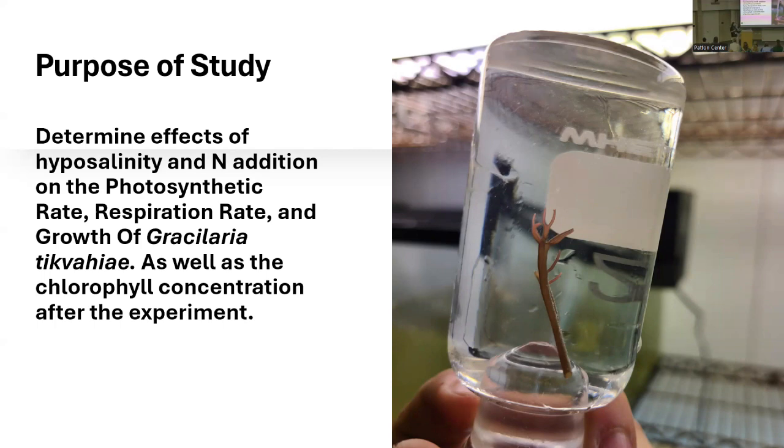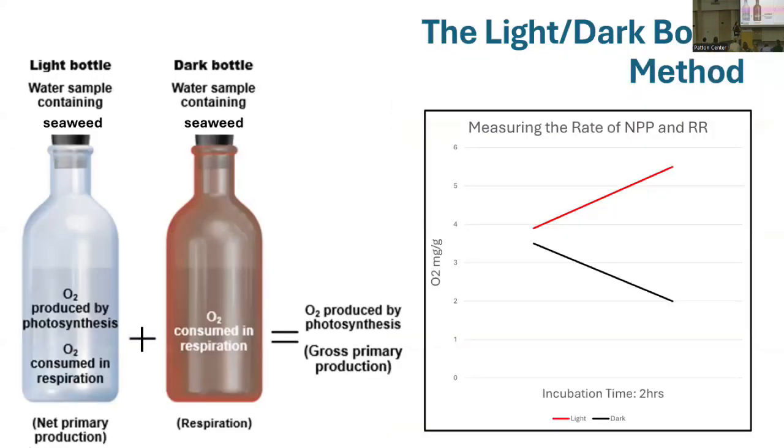The literature states that the species is able to survive a wide range of nutrients, but there is a limit to how much it can absorb. Gracilaria has actually been used in bioremediation efforts across the states, but not here in Texas, not as of yet. So to monitor the photosynthetic and respiration rates, I use the light-dark bottle method. So we measure the initial O2 concentrations in these closed system bottles, introduce seaweed, and measure the O2 concentrations after an incubation period of 2 hours.